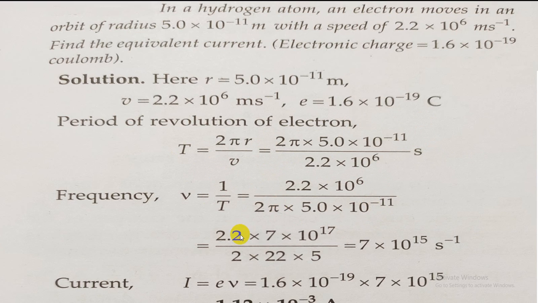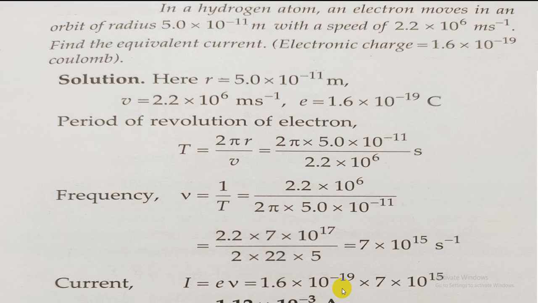time period here. So the value of current now will be E upon T, that is 1 by T is nu, so we write E into nu, the frequency, and the value of frequency we have already calculated here. So the value of E, that is the charge on an electron, into the value of frequency here, and we calculate and we get the final value, which is written here in Angstrom. The unit taken here is Angstrom, where 1 Angstrom is 10 raised to the power minus 10 meter.